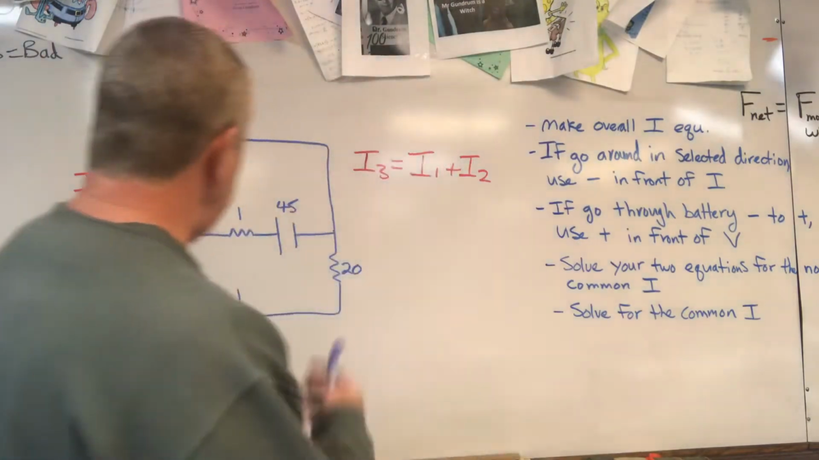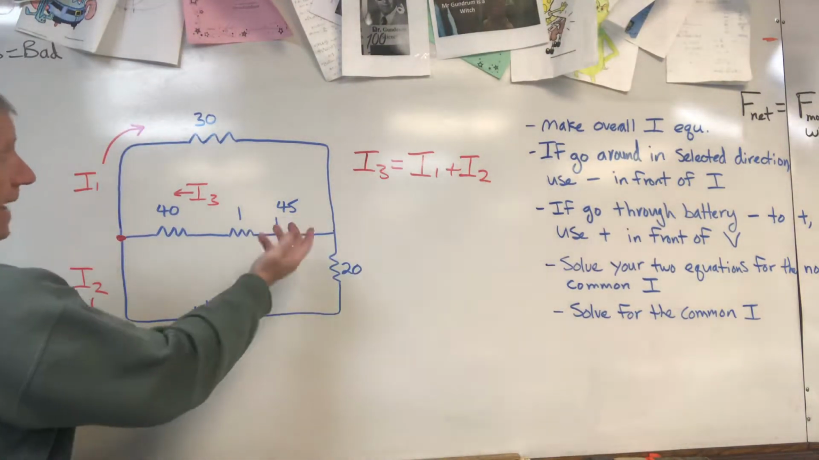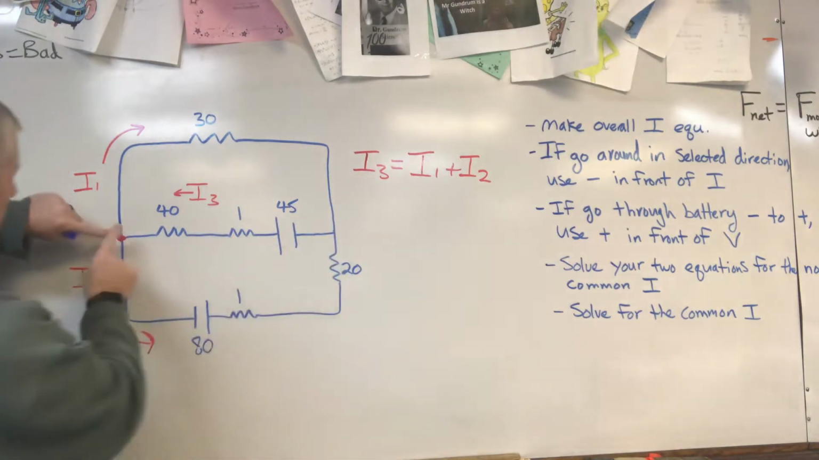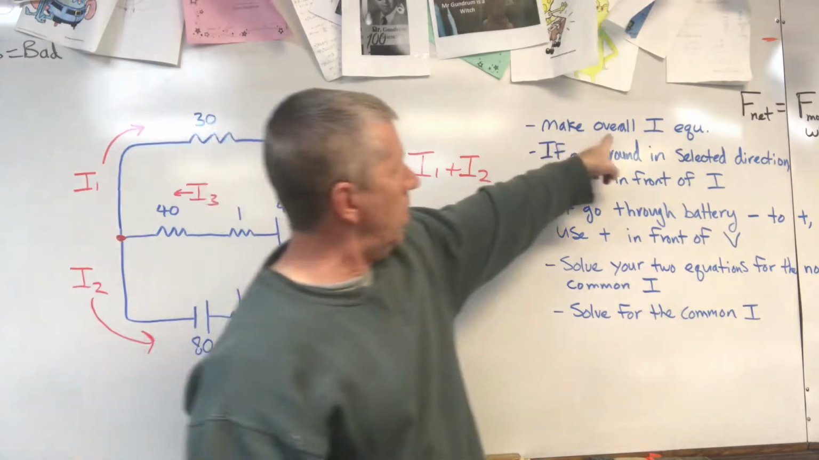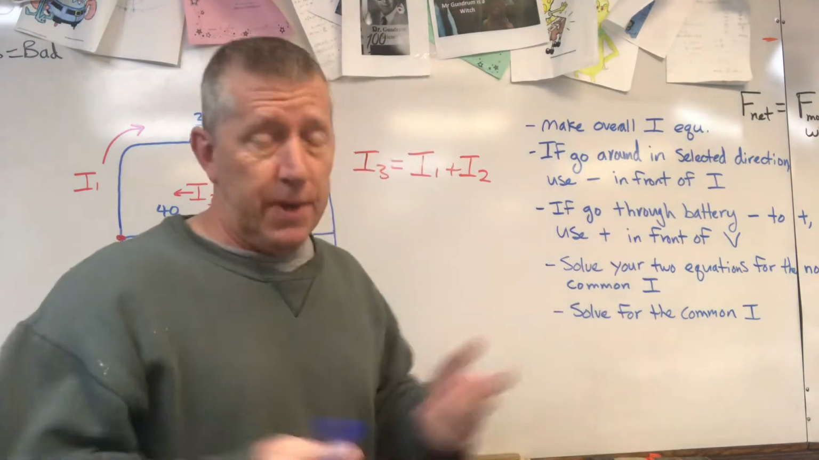Okay, I think I was just about at the spot where I was going to give you the overall equation for the circuit. So I wrote it down. Here's my overall equation. If you look at it, it should make sense. Current through I3 must be equal to I1 and I2, so make an overall I equation. I did that. There are many choices here. You can go with a lot of different choices.